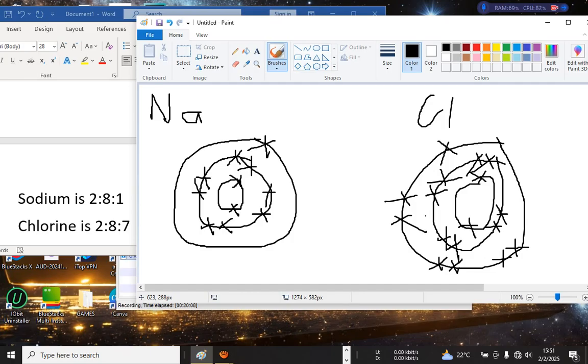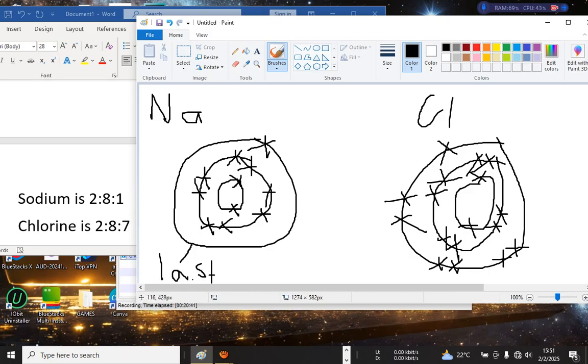Sodium will lose its valence electrons. Its valence electrons are those electrons that are found in the outermost shell. What do I mean by the outermost shell? The outermost shell is that shell that is last, the final shell of that element. So here, for sodium, the last shell is the third shell. It has only one electron.